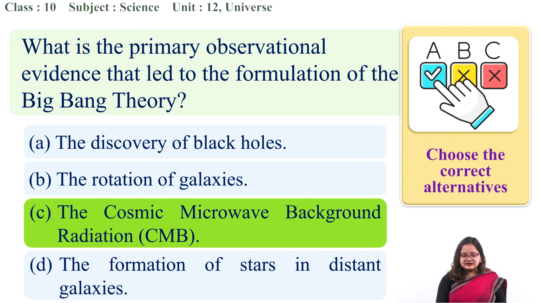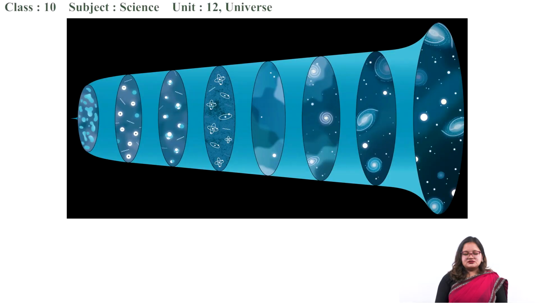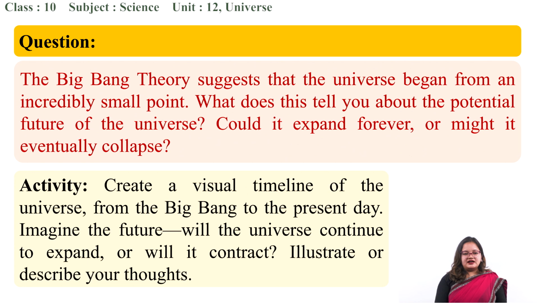Before ending this class, I would like to assign you some tasks. Let's look at this image. You have already seen this in our earlier phase, right? So our main question for your next class is this: the Big Bang theory suggests that the universe began from an incredibly small point. What does this tell you about the potential future of the universe? Could it expand forever or might it eventually collapse?